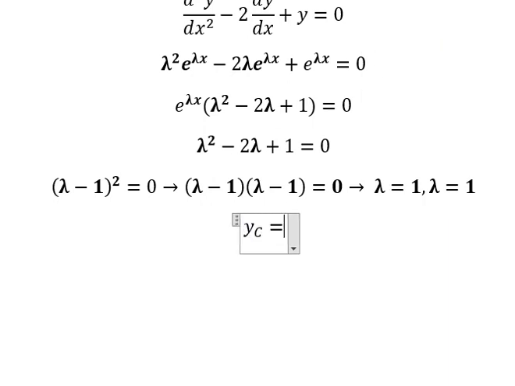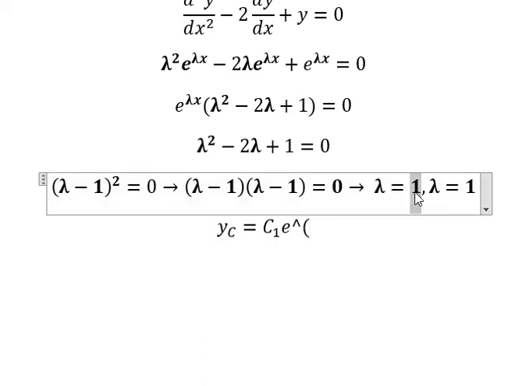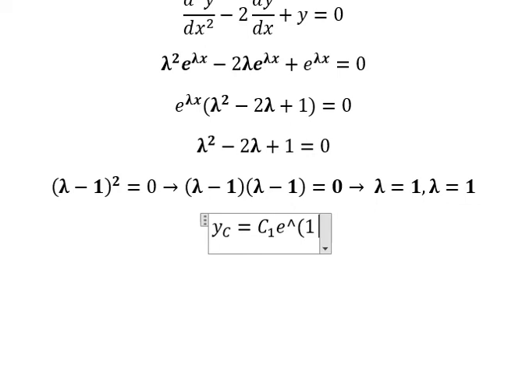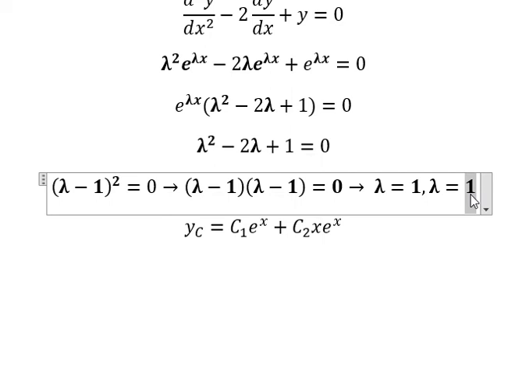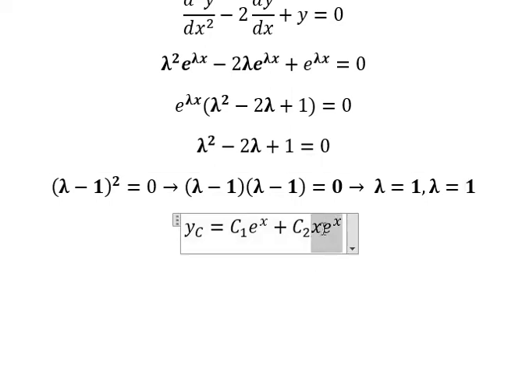equals c1, that is the constant 1, e to the power of lambda s. Now we need to change lambda into 1, and we have 1s, so we just put s. So we have c2 s e to the power of s. Because we have the same solutions, that's why we need to multiply by 1 unit, and that is s.